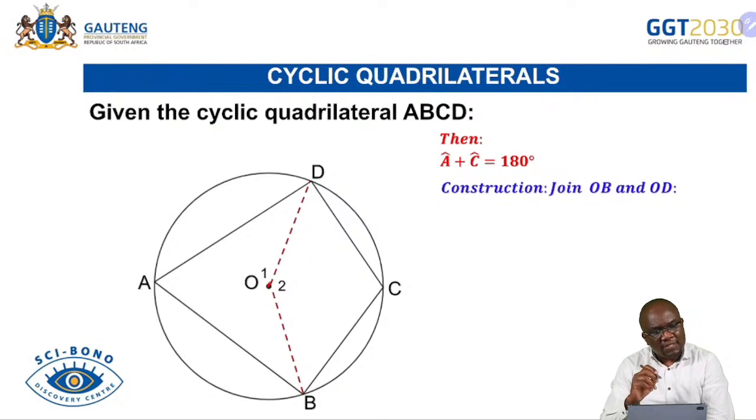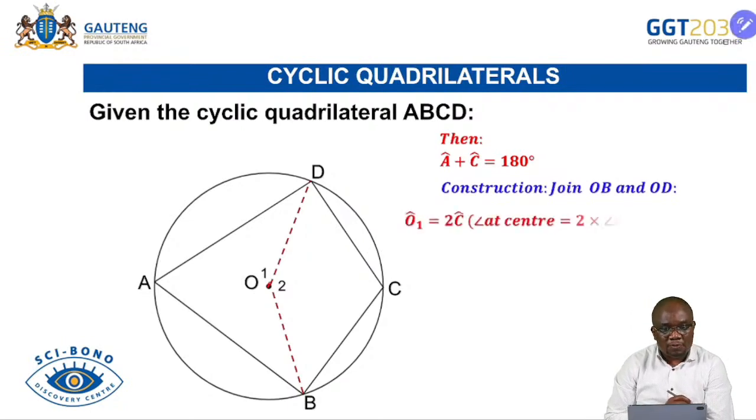And BD is subtending A at the circumference. So what is angle O2 in terms of A? It is going to be 2 times A. Do you see that? So angle O2 is going to be 2 times A.